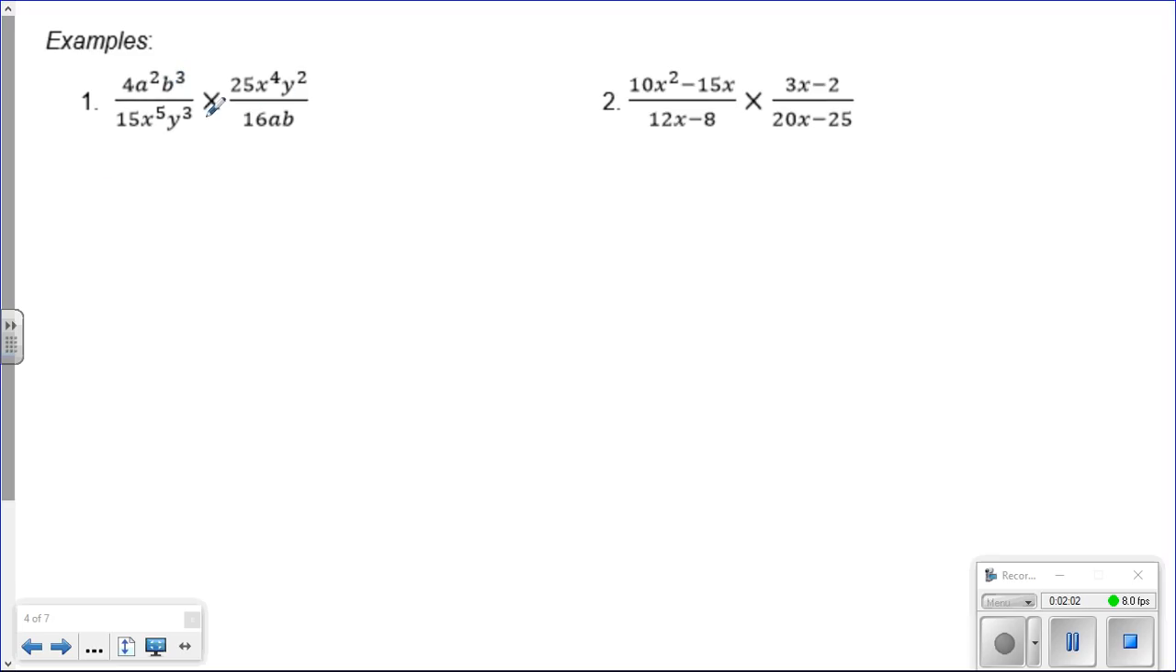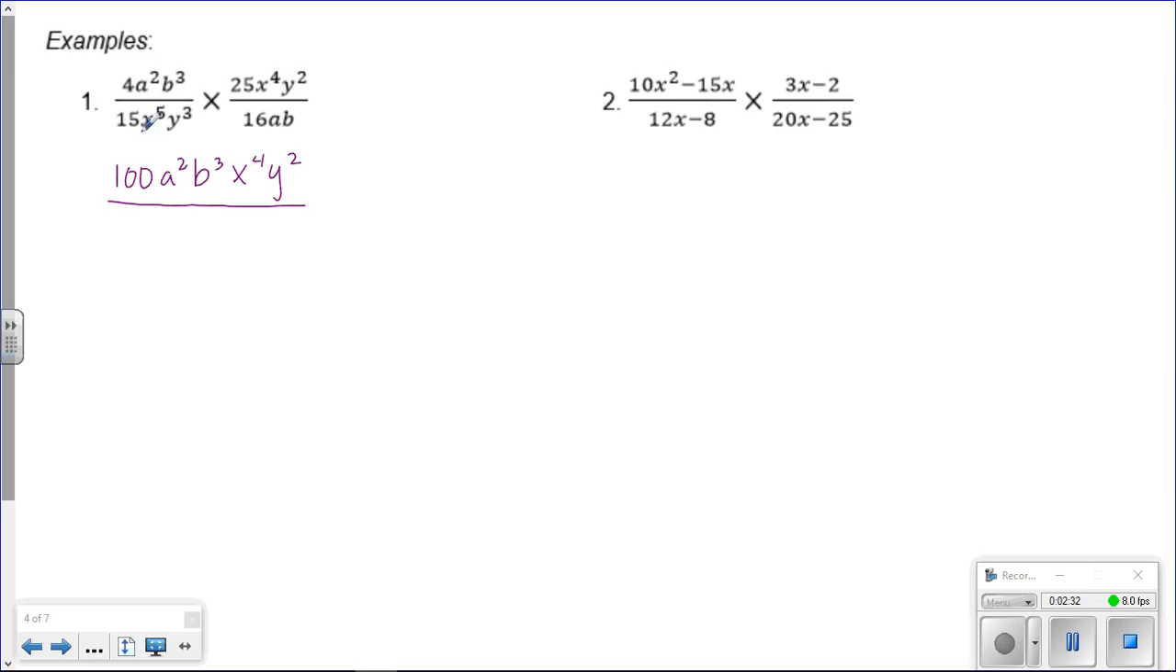So 4 times 25 is 100. And then a squared and b cubed, and then x to the fourth, y squared. I couldn't multiply any of these together or combine any of them because none of them have the same base. So remember when we talked about properties of exponents, we can only add the exponents when we're multiplying if they have the same base. All 4 of these are different, so we can't add any of those.